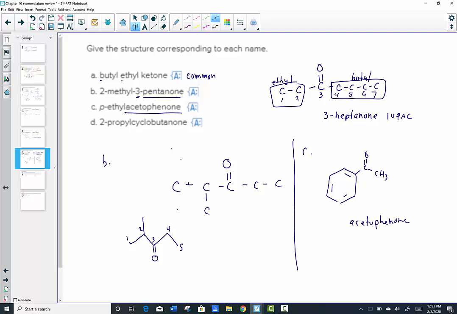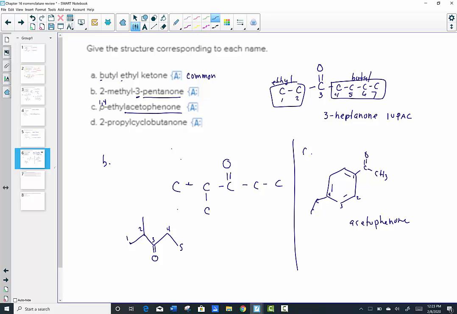Now what else is on it? In a para position, so that's 1, 4, para, there's an ethyl group. So 1, 2, 3, 4, there is an ethyl group. So that would be 2 carbons coming off of that chain. Perfect. Ethyl group at 4, and the acetophenone functional group gets priority 1.